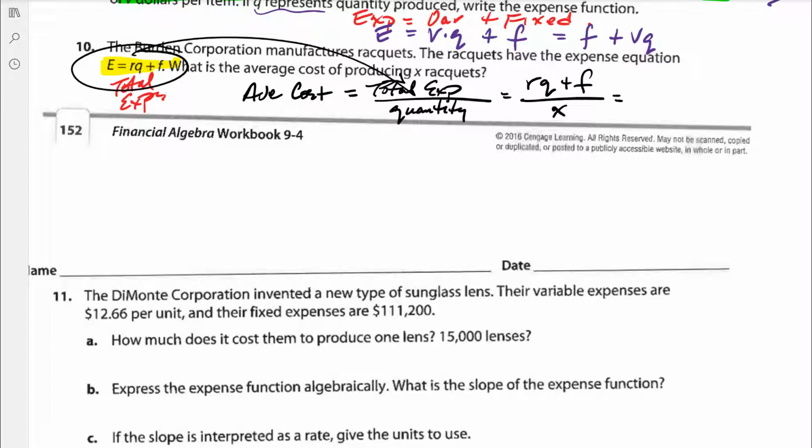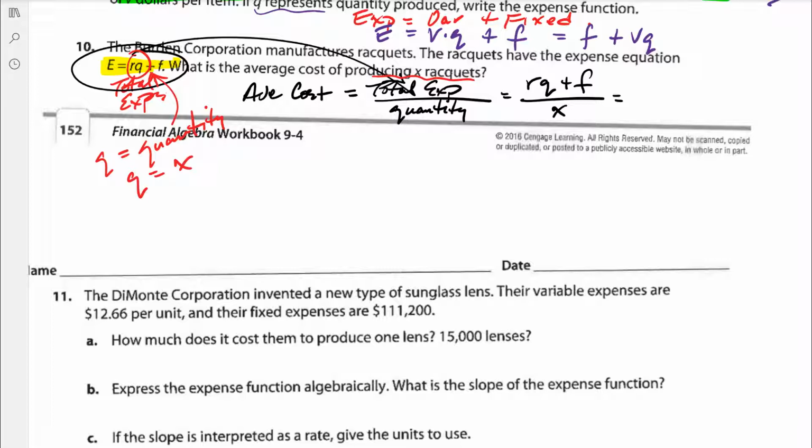Well, the question is, what's the quantity? Q is quantity in general. So in this equation, Q represents quantity. Q equals quantity. But it says it's producing X rackets. So really, Q is equal to X.